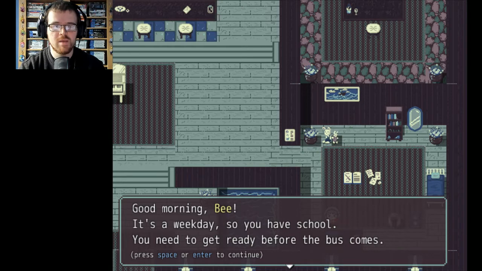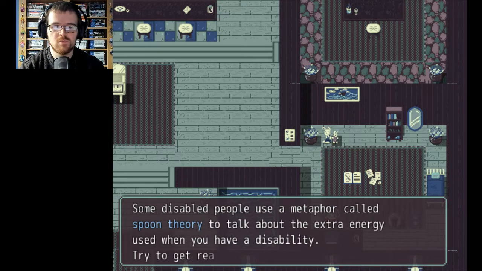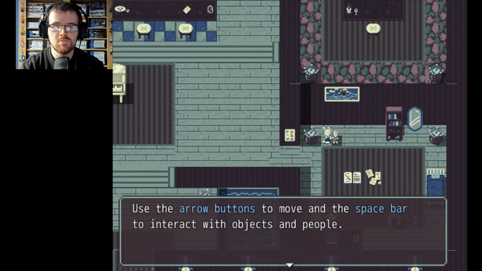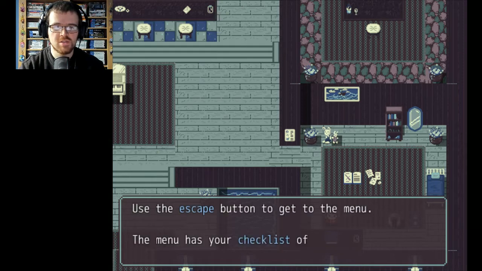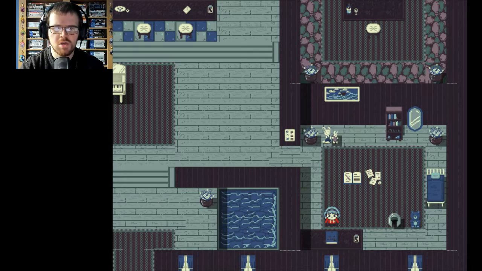Good morning, B. It's a weekday, so you have school. You need to get ready before the bus comes. Some disabled people use a metaphor called spoon theory to talk about the extra energy used when you have a disability. Try to get ready without using too many spoons. Use the arrow buttons to move and the spacebar to interact with objects and people. Use the escape button to get to the menu. The menu has your checklist of interactable items. Best of luck.